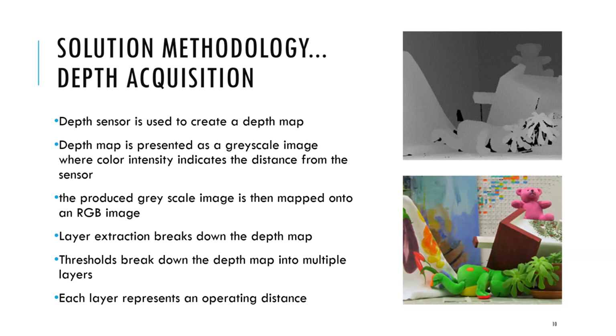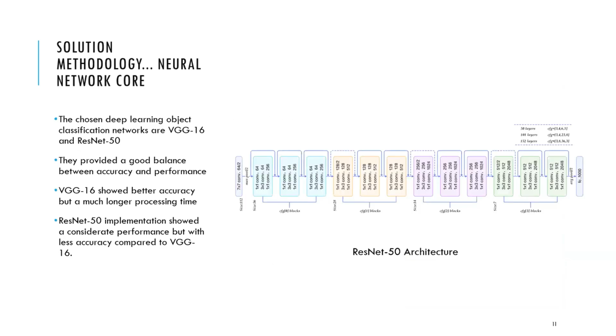The produced grayscale image, the depth image, is then mapped onto the RGB image, and a basic layer extraction breaks down the depth map into multiple operating sub-distances based on the threshold that we provided. By this, we divide our image into multiple layers, and each layer represents an operating distance that we can then feed to a classifier to identify objects.